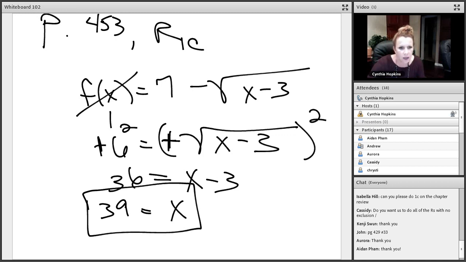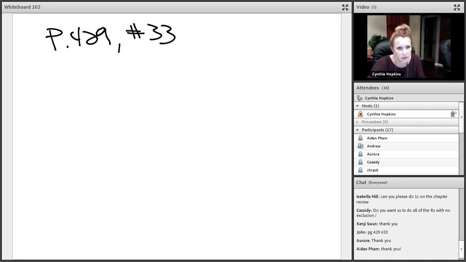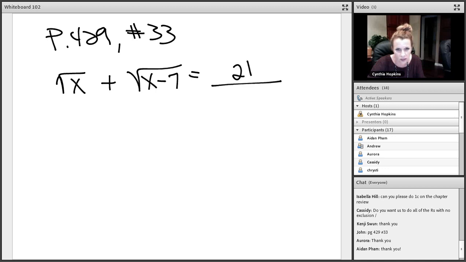Okay, this is a good question. It is kind of a combo question. This is page 429, number 33. Here's what I mean by a combo question. At first, when you look at it, you're like, oh, it's one of those radical equations. It is, but it's a radical equation with a fraction in it.